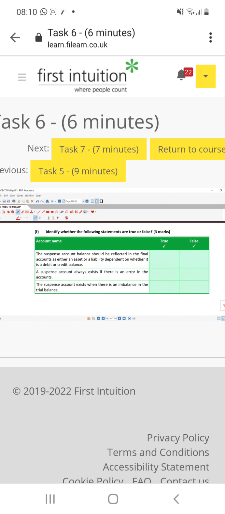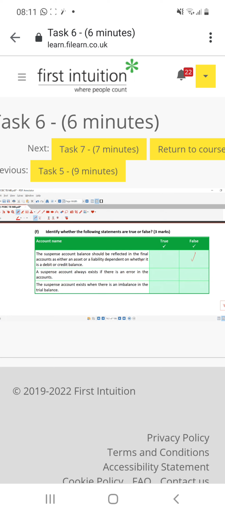And the final part for this task 6 is they have said identify whether the following statements are true or false. So they have said, first of all, the suspense account balance should be reflected in the final accounts as an asset or a liability, dependent on whether it is a debit or a credit balance. Please remember here, a suspense account is there to help identify that there are errors, that there are issues. So there should actually never be a suspense account at the final year end. So this is clearly false.